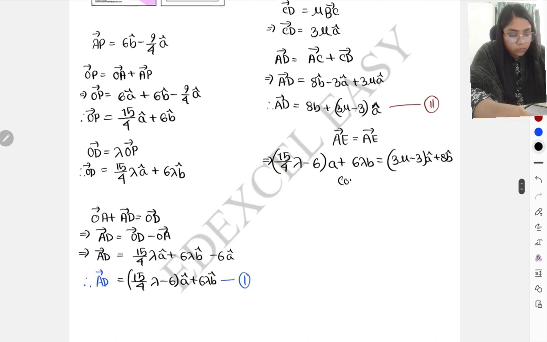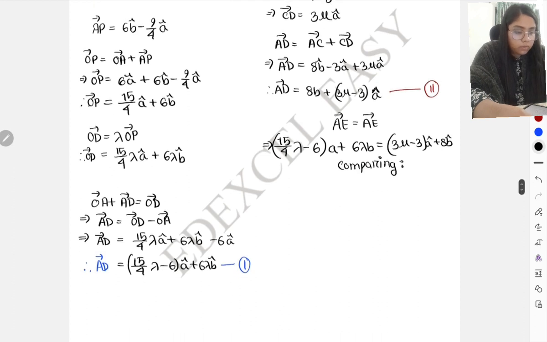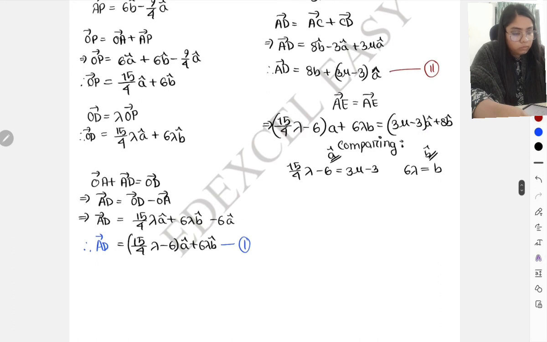Okay, now we'll start comparing from here. For comparing, we can say that 15 by 4 lambda minus 6 equals 3 mu minus 3. These are for the A coefficients. And for the B coefficients, we have 6 lambda equals 8, because these are the B coefficients and these are the A coefficients. The coefficient for B was 8 over here, which means that lambda is actually 8 over 6. That is, lambda equals 4 by 3.